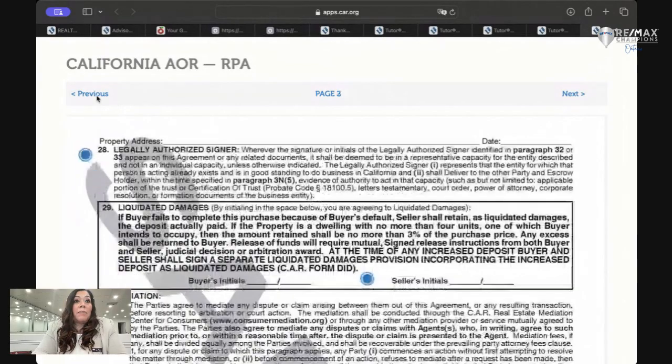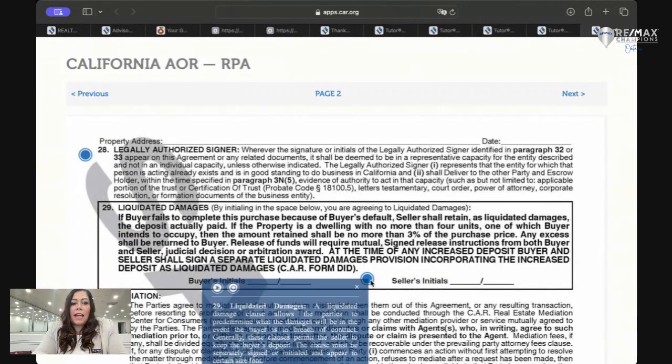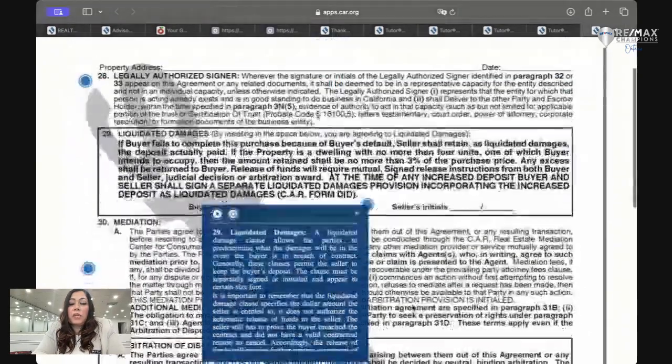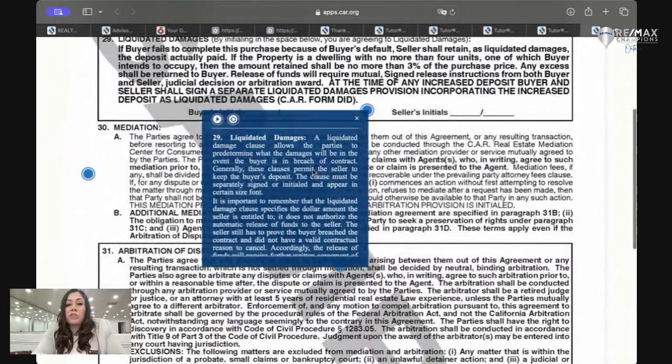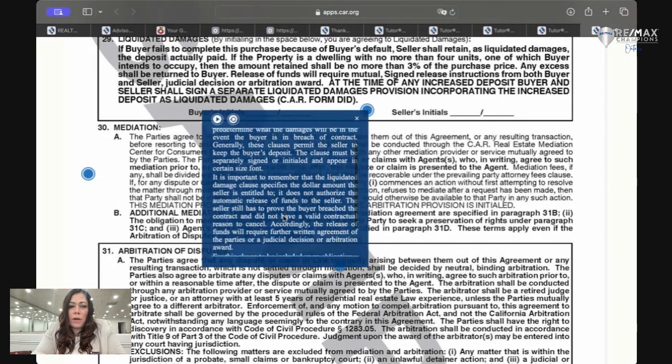The liquidated damage clause? Yeah, so basically, a liquidated damage clause allows the parties to predetermine what the damages will be in the event the buyer is in breach of contract. So generally, these clauses permit the seller to keep the buyer's deposit. The clause must be separately signed or initialed. So everyone has to initial.